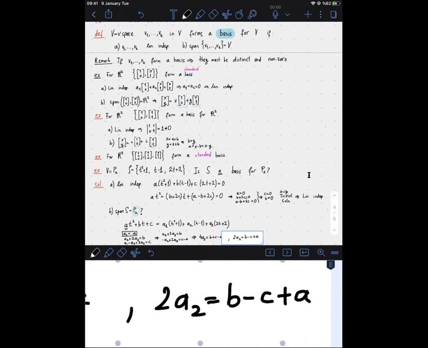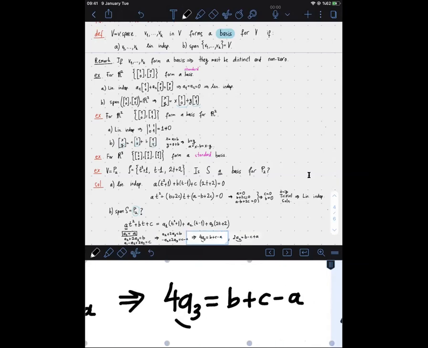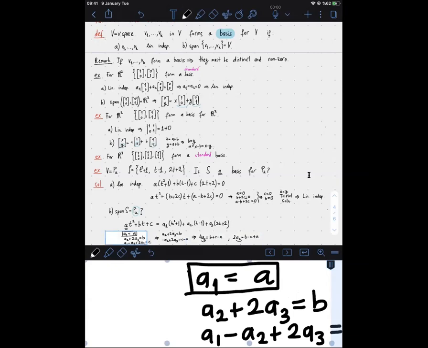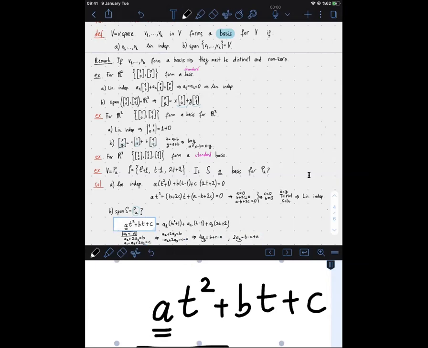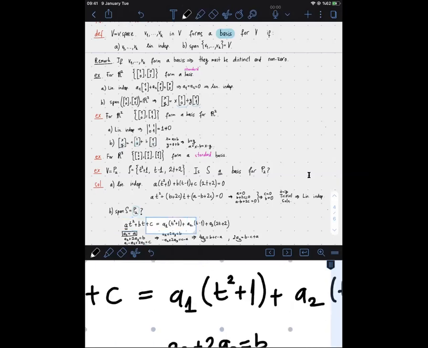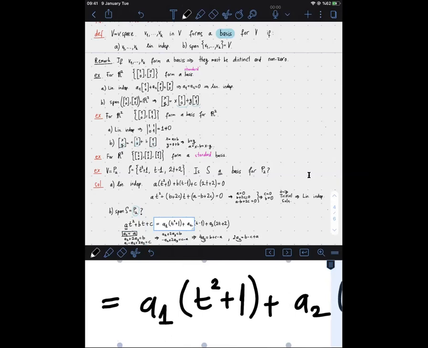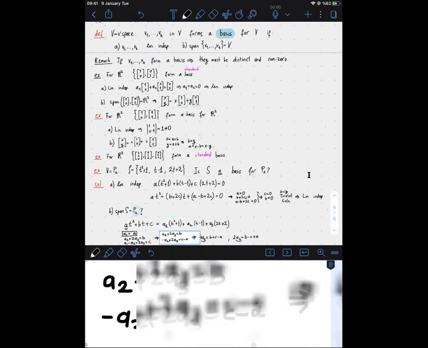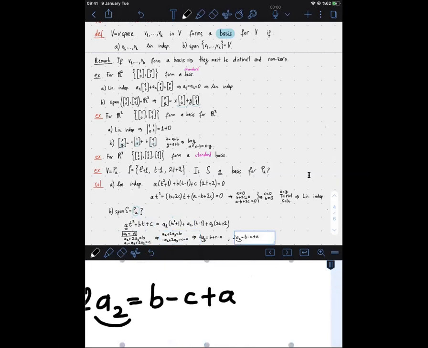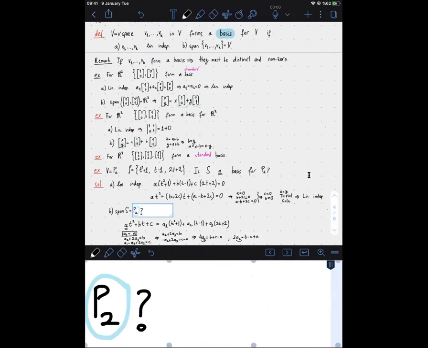So we found A2, from here we found A3, and from here we found A1. So A1, A2, and A3 can be solved in terms of A, B, and C. A, B, C are arbitrary numbers here that we don't know, and we can solve them. We can make this equation satisfied by choosing A1, A2, A3 like this. Is this okay? So the answer to this question is yes. Yes, span of S is P2.